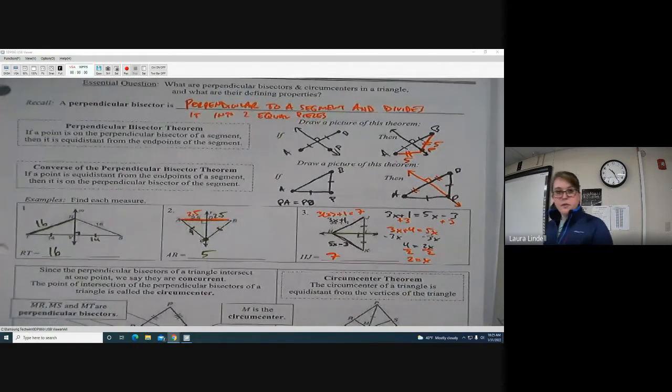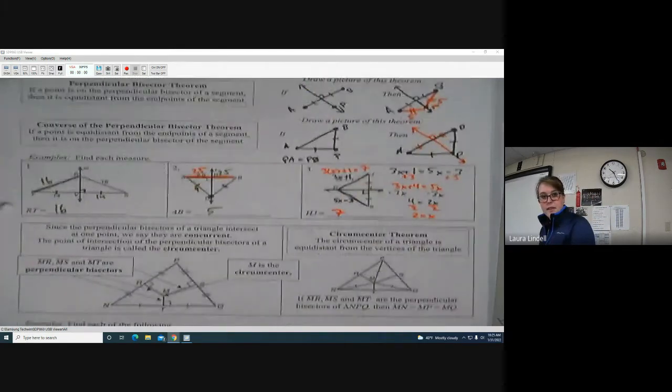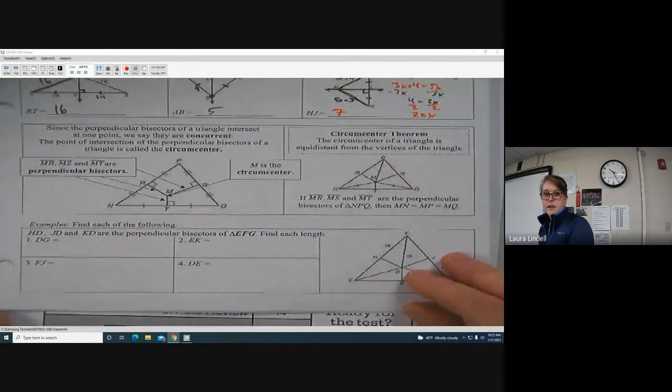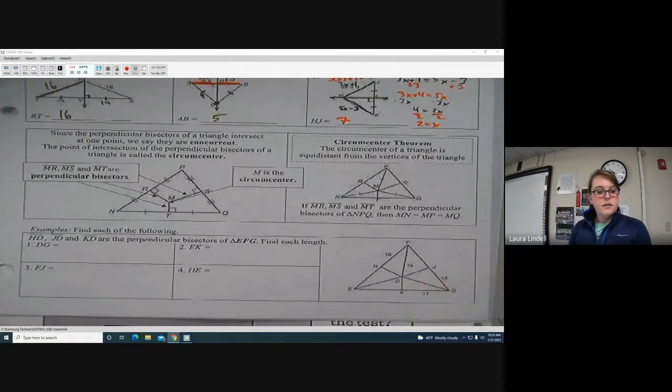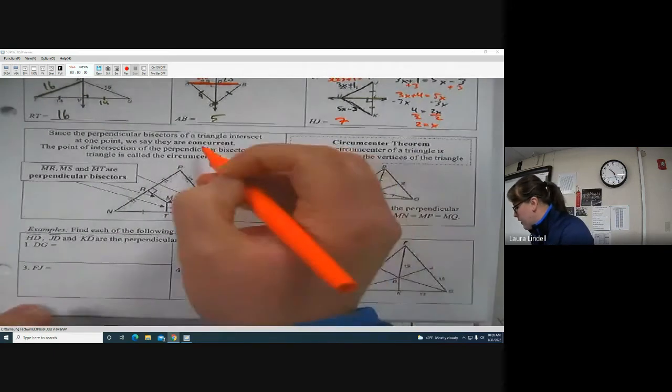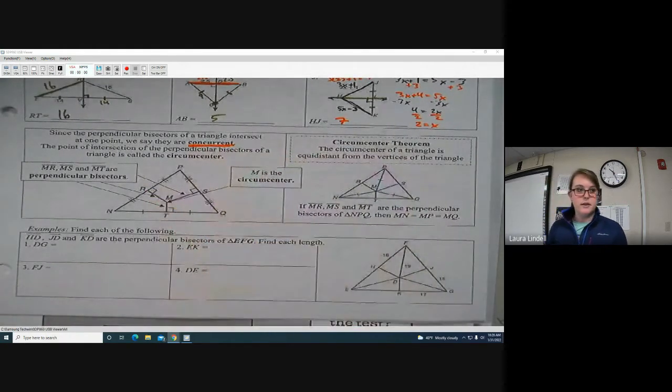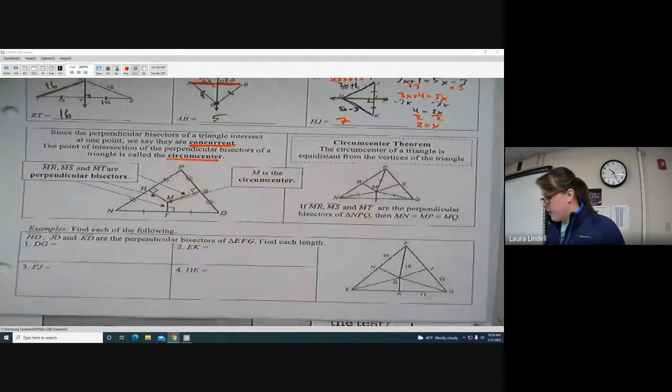All right. So those are ways that we can use the perpendicular bisector theorem and the converse of the perpendicular bisector theorem. Okay, so the last thing we're going to talk about here today is the circumcenter theorem. So the circumcenter is that thing that we constructed back at the beginning of the lesson on the back of our packet. Okay, so that's that place where all the perpendicular bisectors meet up. It's called the point where they are concurrent. So where three perpendicular bisectors intersect, that's the point that they are concurrent at. And that point of intersection is called the circumcenter.